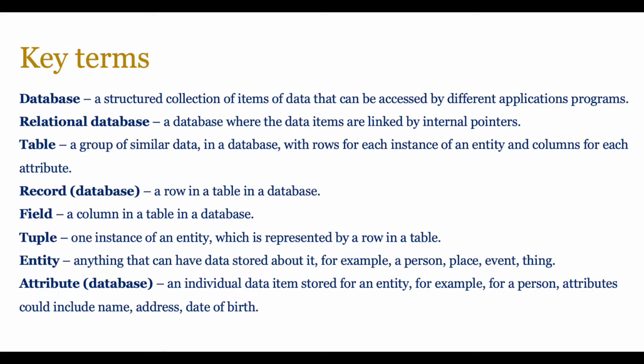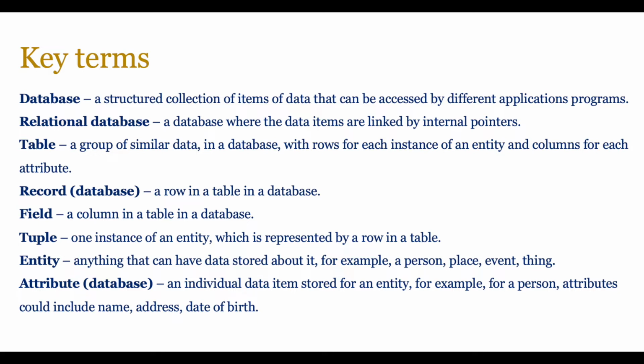Record, which is basically a row in a table in a database, normally contains all the data items belonging to one particular entity or an item or a person. Field is a column in a table in a database. It normally contains just one piece of information about a person or an item. Then we've got tuple, which is an instance of an entity, which is represented by a row in a table. That's another form for a record.